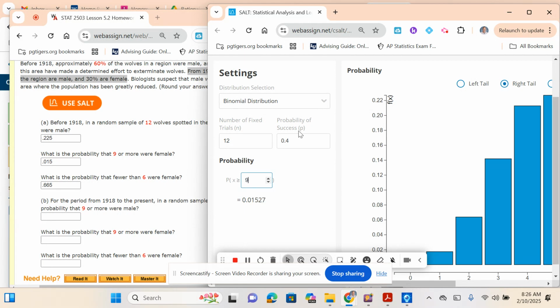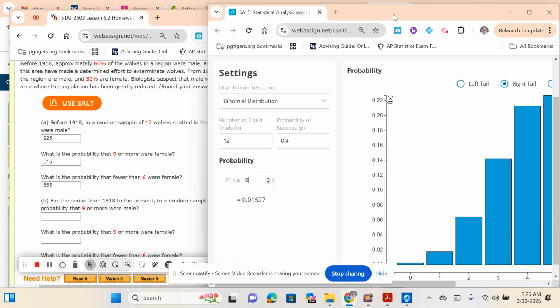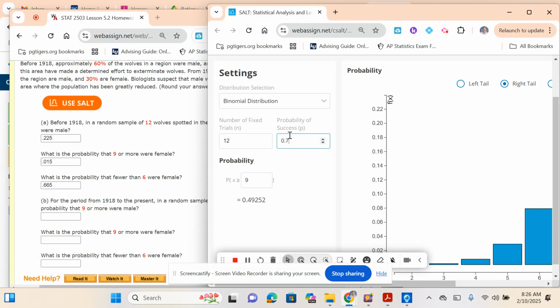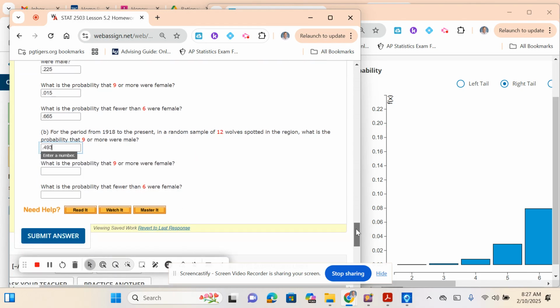Now, what I've also got to do is change the probability of success. How many were male in that next one? 0.7. All right, just a moment. So I get 0.495. So this gives me 0.492 or 0.493. There's a lot to unpack here. I know it gets tricky, but if you figure it out, SALT helps you out a lot. It really does. What's the probability that 9 or more were female?